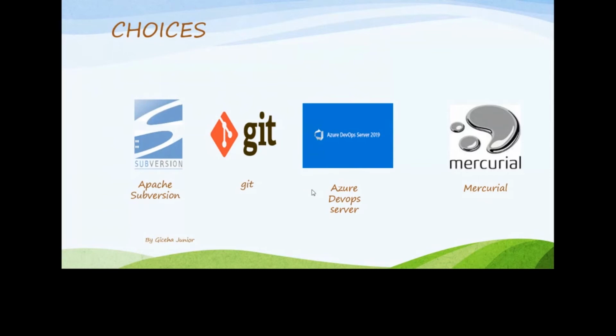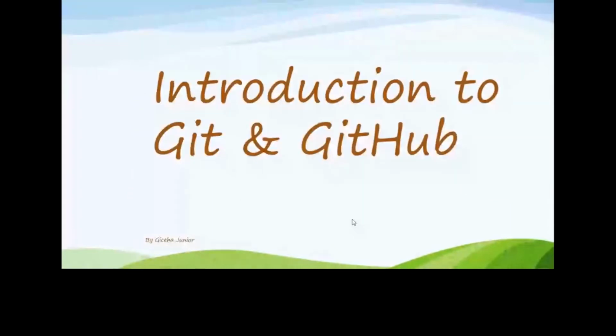Then we have Azure DevOps Server. As it sounds, it is a Microsoft version control server. We have Mercurial. We have different types of version control servers. You can explore the different types of version control servers found in the world. Then let us dive into controlling our version using Git.